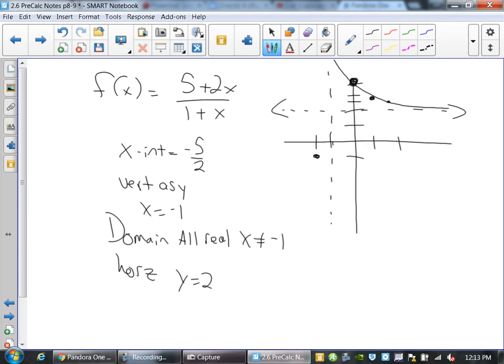Well, let's do the same thing. We'll try negative 3. So you get 5 plus negative 6, so it's negative 1 in the numerator, divided by negative 2 in the denominator. So what is it? It was positive half, right? Yeah, that's fine. Because I think this one mirrors it and goes this way. So it should do that.